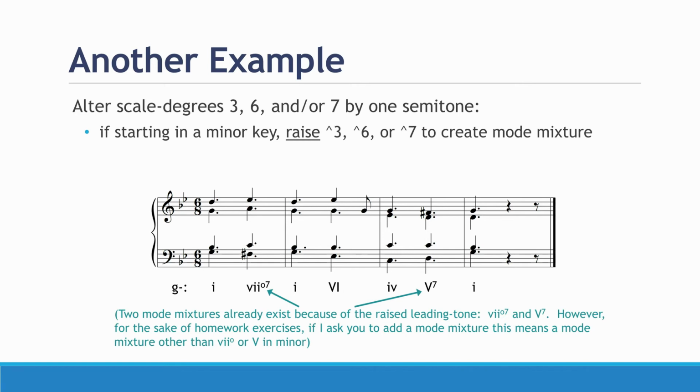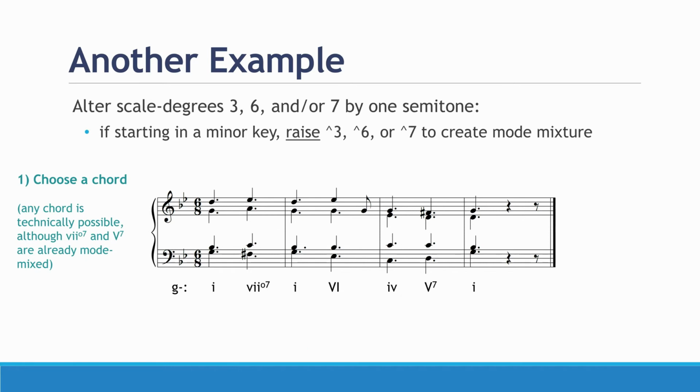All right, so let's do our process. Our first step is to choose a chord to mode mixture. Any chord is technically possible, although 7 and 5 already have the raised leading tones, so they're already mode mixture. We're going to avoid those for the time being. Let's choose the 4 chord.